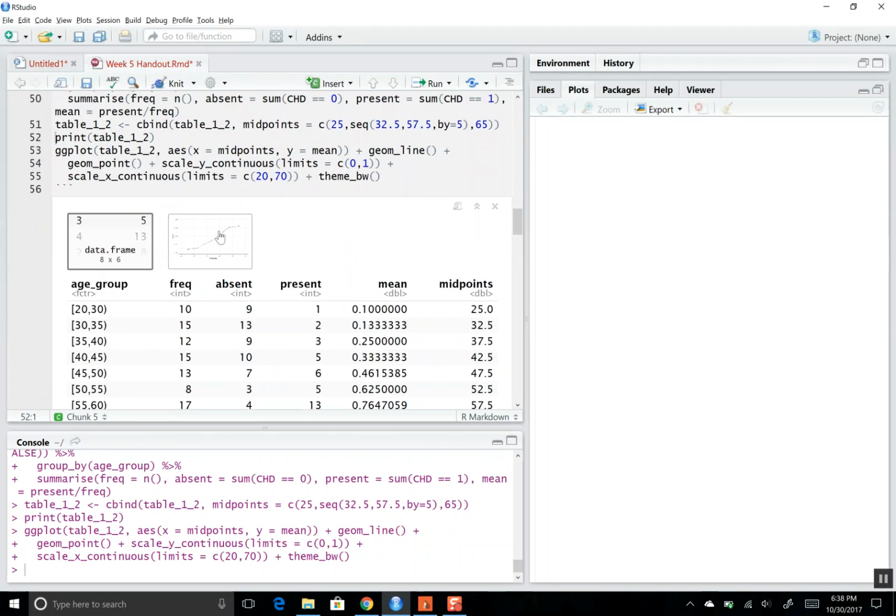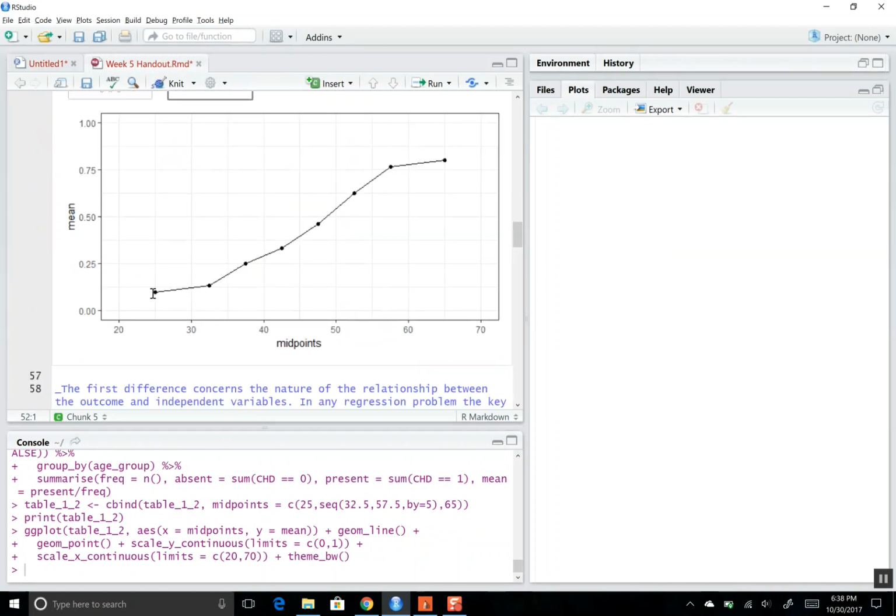Then we can plot those mean values, like 0.1 against 25, and we can see a relationship between age and coronary heart disease, and we definitely see an increasing trend. This line represents the mean for each age group, the proportion that developed coronary heart disease. At a certain point, between 45 and 50, the probability of coronary heart disease climbs over 0.5.